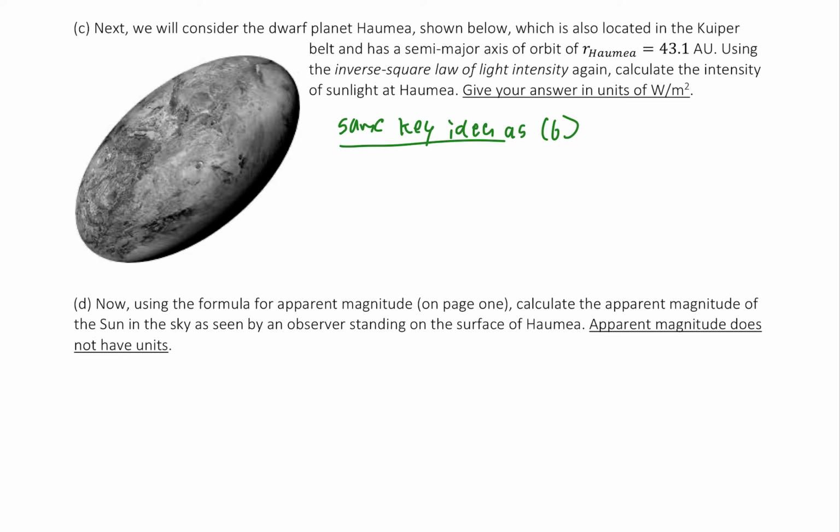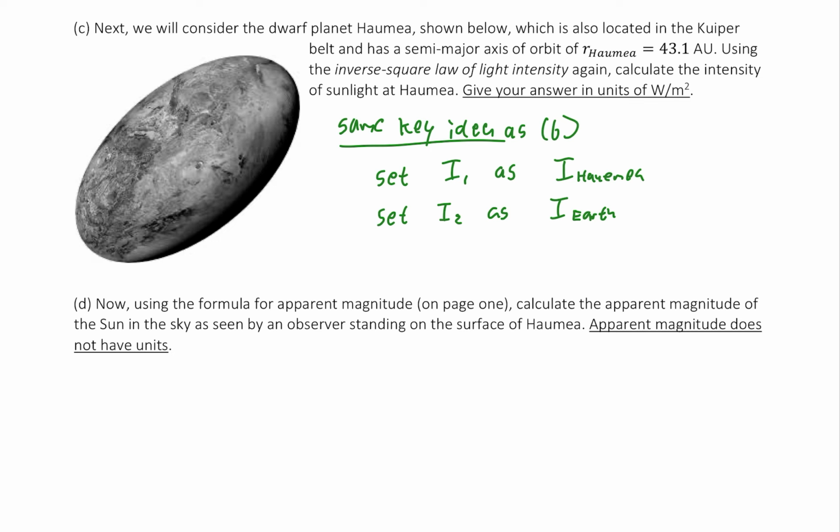All right, and here, I'll just lay it out for you again. We're going to set I1 as I Haumea. We're going to set I2, just as we did before, as I Earth. Basically saying that all the 1s apply to Haumea, all the 2s apply to Earth. It's really as simple as that.